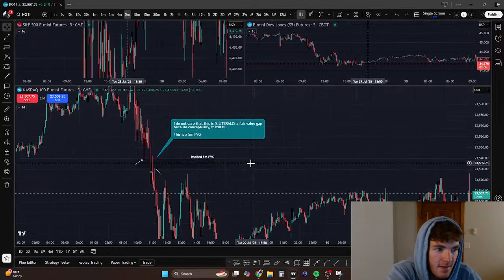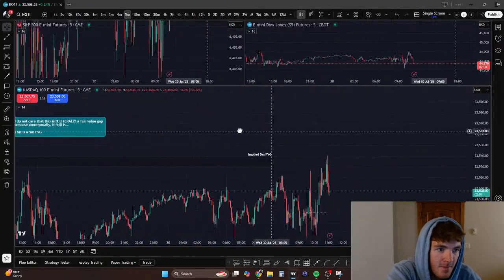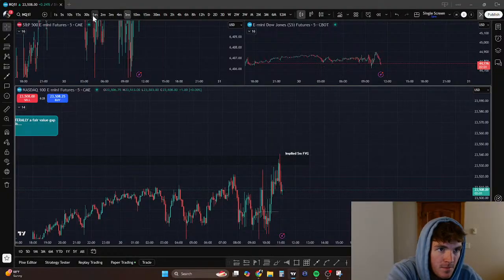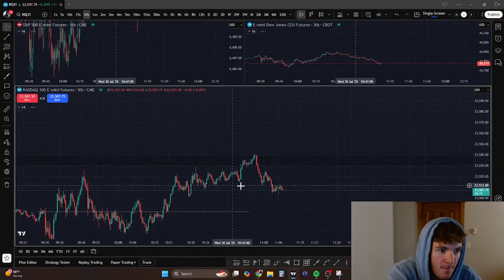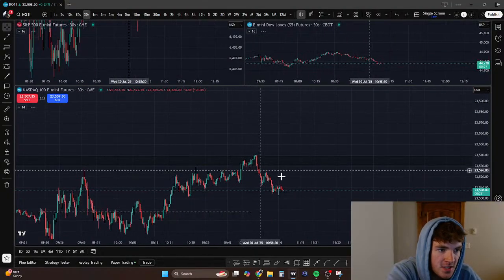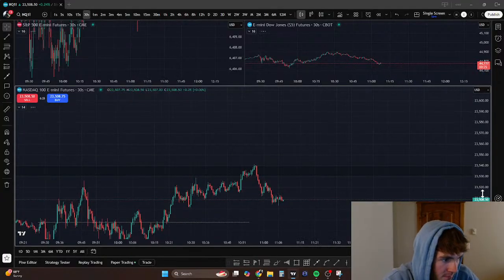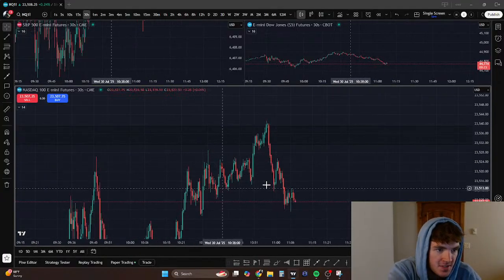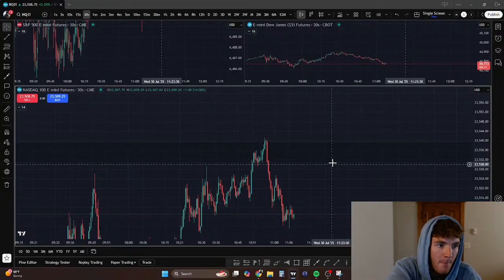So once again, implied 5-minute fair value gap. 30-second change in state. And then low resistance lows. Bang.